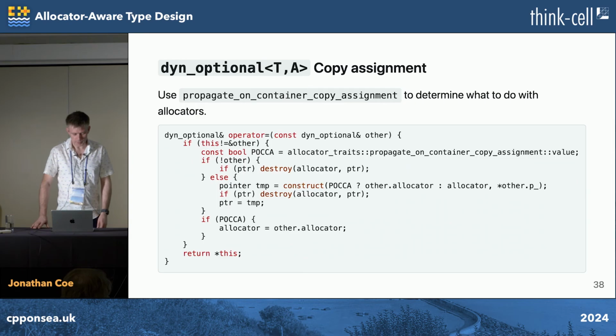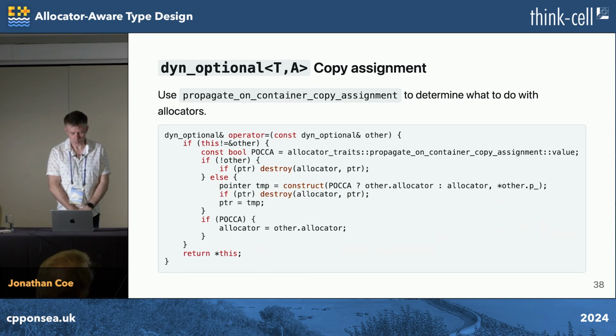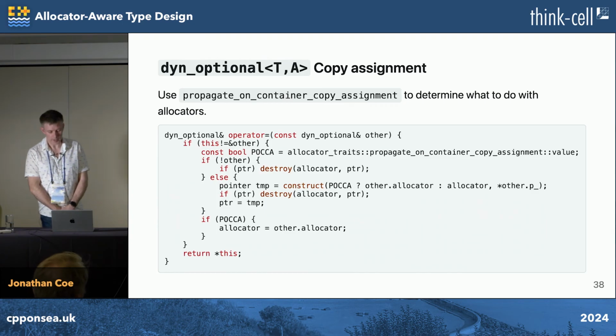Okay, for copy assignment, this is where things unfortunately get a little bit complicated. So, propagate on container copy assignment. We'll check that trait and see if we should be copying the allocator when we do a copy assignment. If there's nothing to copy, then we'll use our existing allocator to destroy the existing owned object.